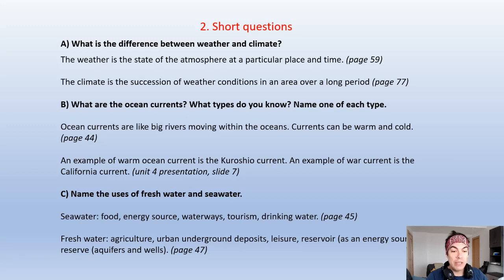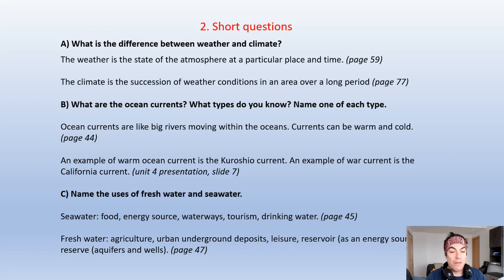Then the third one, name the uses of fresh water and seawater. You just have to name them. You don't have to explain them. The uses of seawater are food, as an energy source, as waterways for transporting goods, tourism as an economic source, and for drinking water with the desalination plants. You have it on page 45.